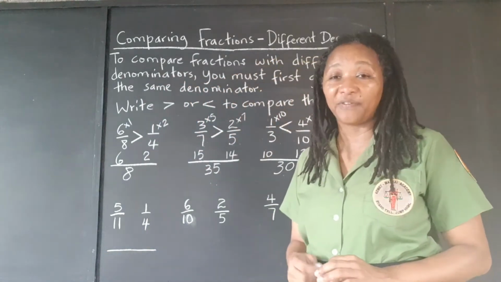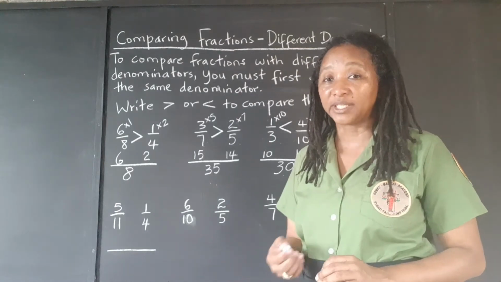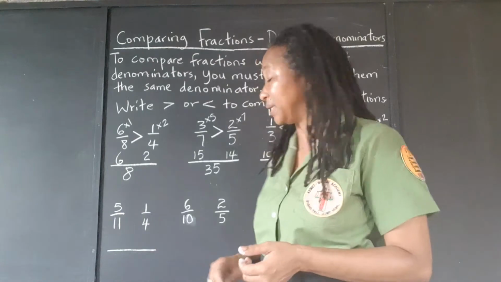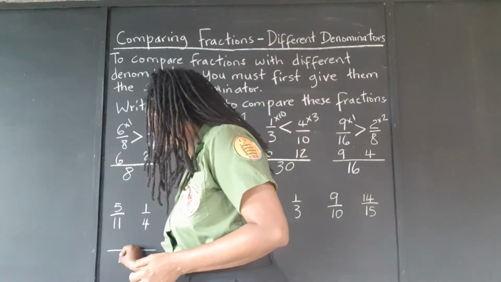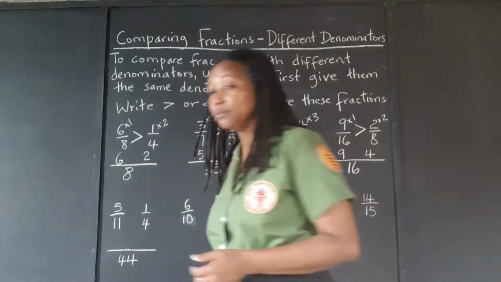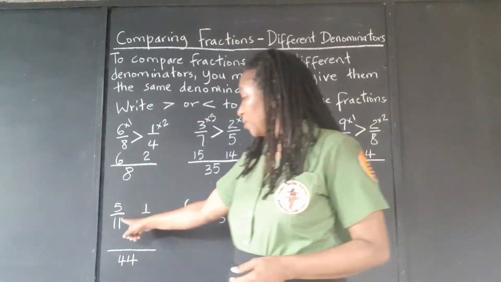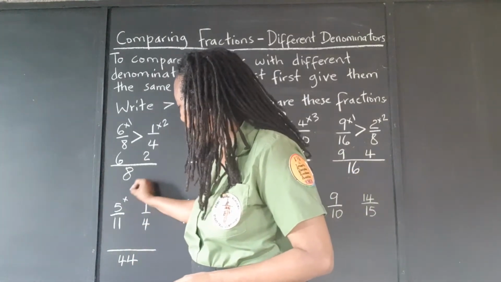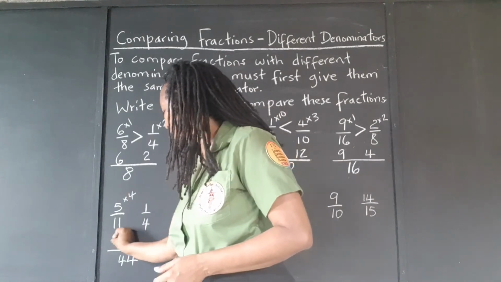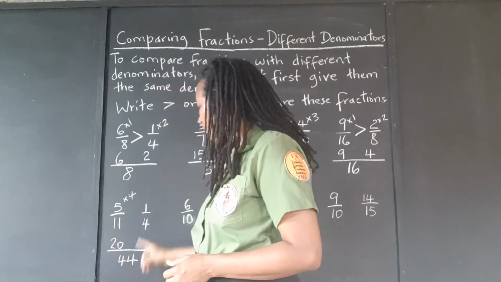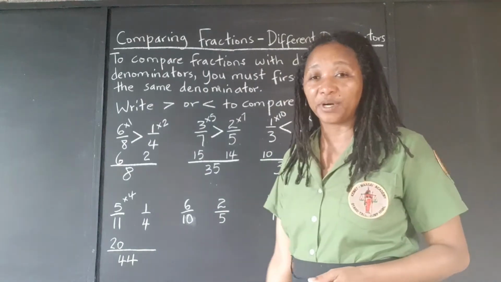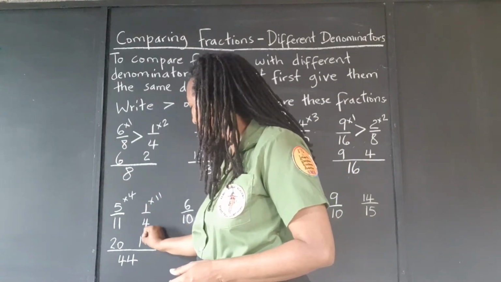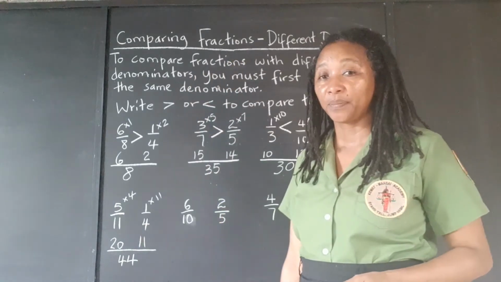So the LCM of 11 and 4, the smallest number that 11 can go into and 4 can go into, will be 44. 11 goes into 44 4 times. 5 times 4 gives 20. 4 goes into 44 11 times. 1 times 11 is 11.